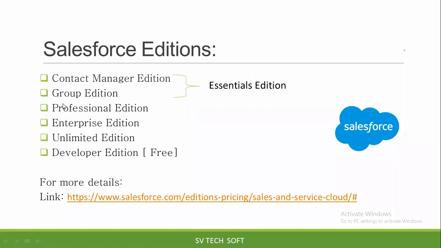Whenever you take the Professional edition, it has the CRM plus less development. Less development means you can create only Visualforce pages. You cannot create any Apex or any Lightning. But if you take Enterprise, Unlimited, or Developer edition, all these three editions have the complete CRM plus full development. Full development means you can do Visualforce pages, Lightning, Apex, everything. That is the reason most companies use Enterprise edition or Unlimited edition.